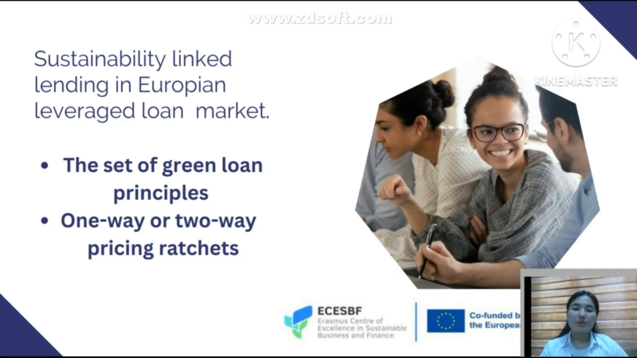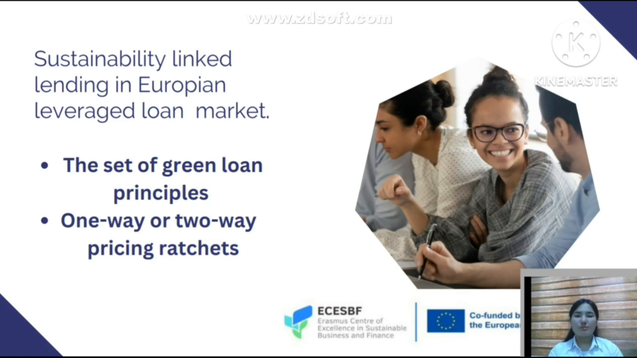Sustainability pricing ratchets can operate on either a one-way or two-way basis. The one-way basis means that if you are a borrower and you satisfy the predetermined sustainability targets, the margin on the loan is reduced. If you do not, the margin does not change. The two-way basis is more of an alternative to the one-way because it retains the margin discount upon satisfying predetermined sustainability targets.